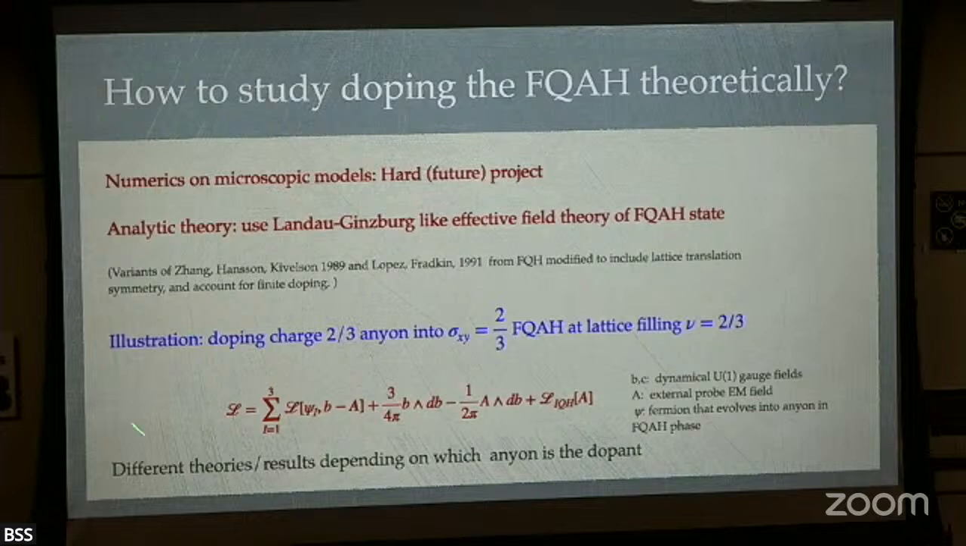Really, the rest of the Lagrangian. So you think of the 2/3 state as an integer quantum Hall state plus a 1/3 state of holes. So it's a 1/3 Laughlin state of holes. And this last term just describes the filled Chern band. Yeah. Could you repeat what you mean by the fermion that evolves into the anyon?